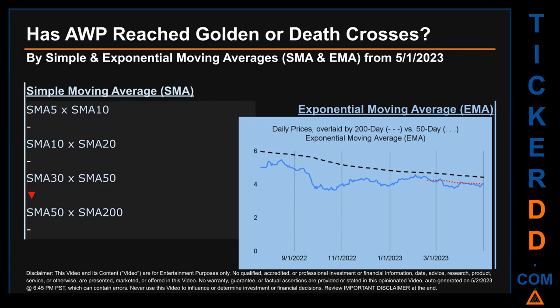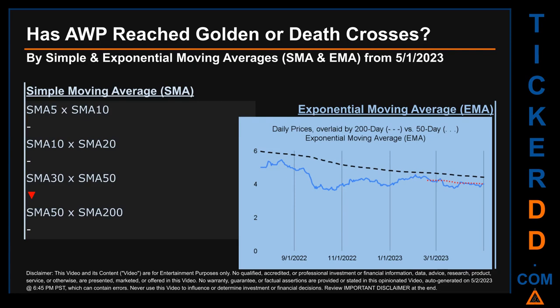Has AWP price reached golden or death crosses? Golden cross and death cross are basic signals that compare average prices across two specified trade day ranges, a short-term versus a long-term range. For example, 5-day versus 10 trade days.